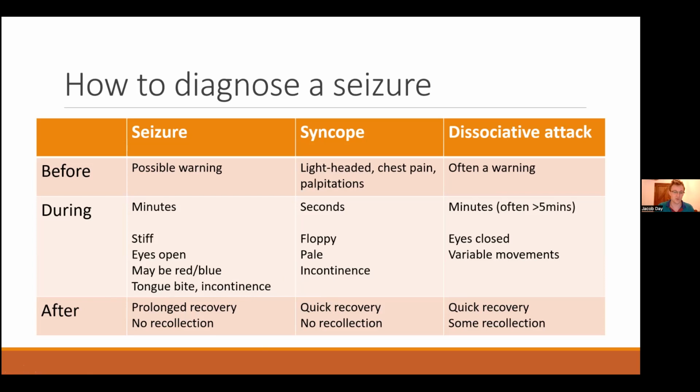Even if you have no idea what happened to someone for a minute while they're in the kitchen, but then they came out and they're staggering around and they're confused and they don't know who their wife is, they don't know where they are, and it takes them 2 hours to recover, that's really suggestive of a generalized seizure. Whereas syncope and dissociative attacks should be pretty quick recovery.